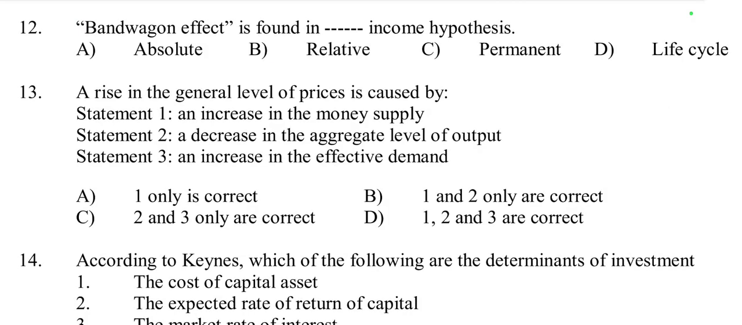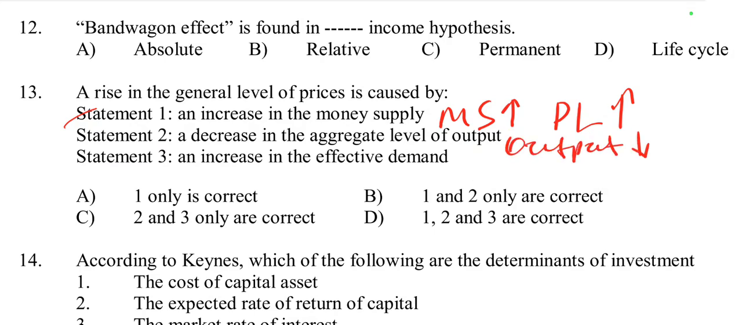Statements 1, 2, 3: a rise in the general level of prices is caused by. Statement 1 is an increase in the money supply. When money supply increases, the price level in the economy rises. This is correct. Statement 2 is a decrease in the aggregate level of output. When production decreases but demand remains constant or rises, then price automatically rises. So statement 2 is also correct.